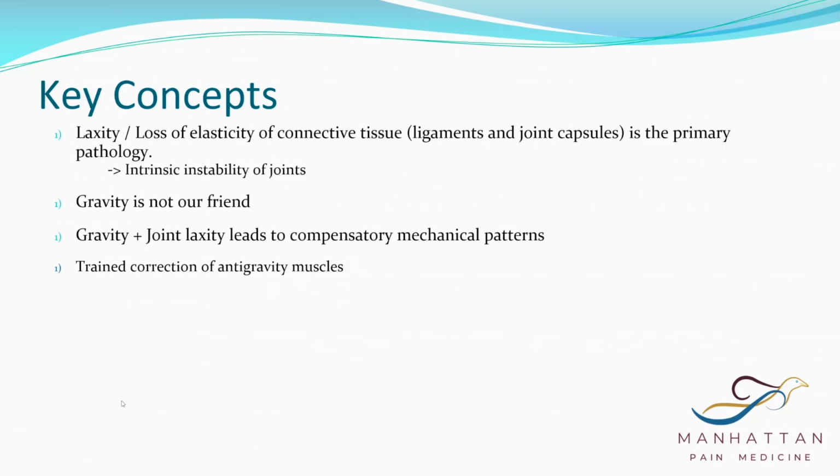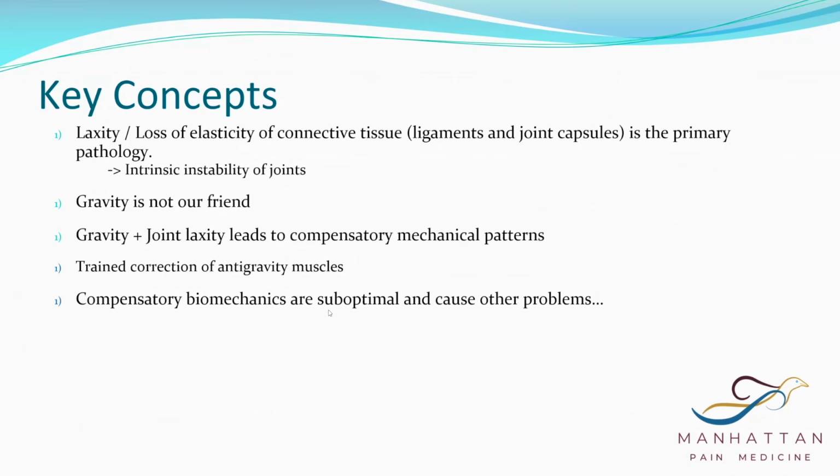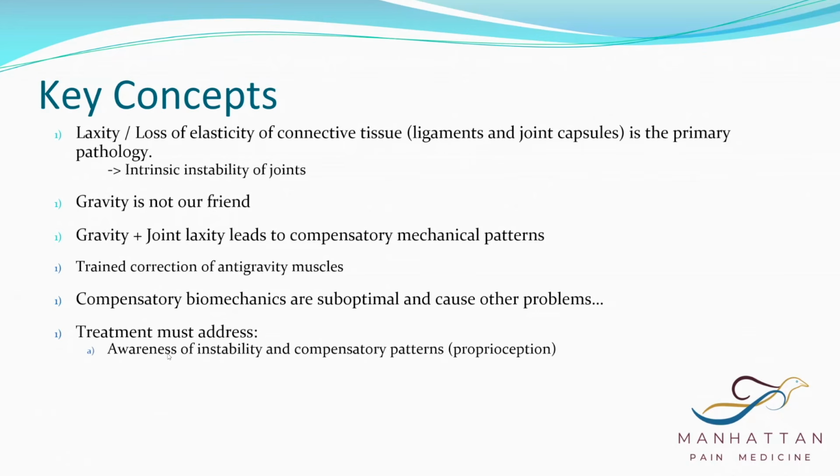Trained correction of anti-gravity muscles is essential. That's mostly physical therapy. Compensatory biomechanics are suboptimal at best and cause other problems. So like I was saying, with the shoulder protraction, with the pelvic rotation, those are compensatory. They cause other problems. And the treatment must address, first of all, the patient has to become aware of the instability and the compensatory patterns that they're using to take care of this instability.